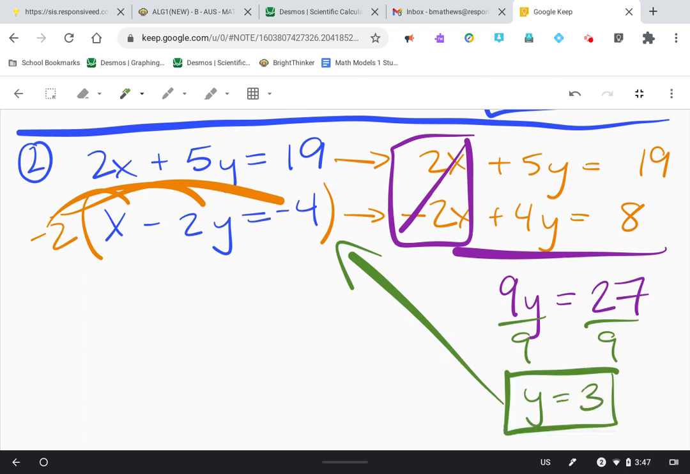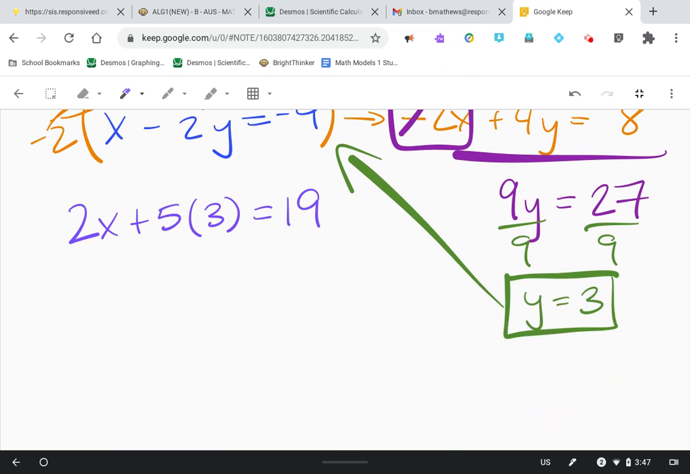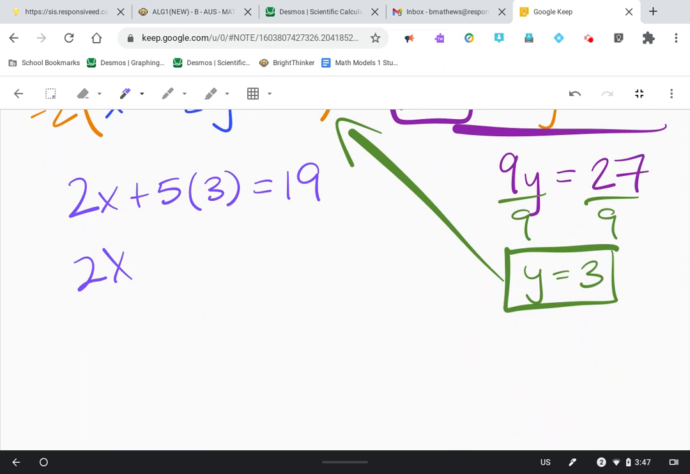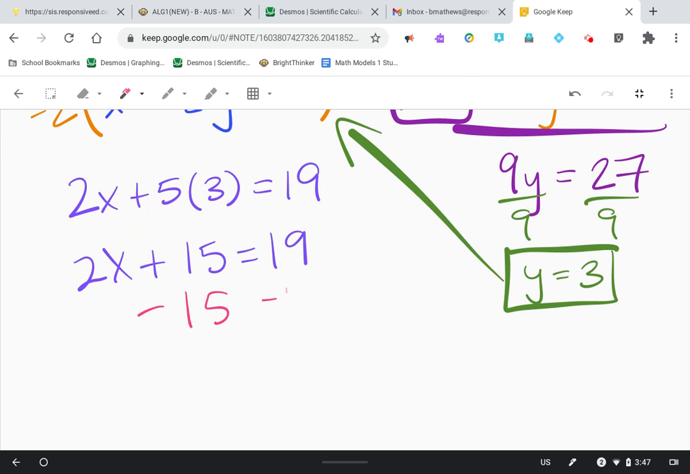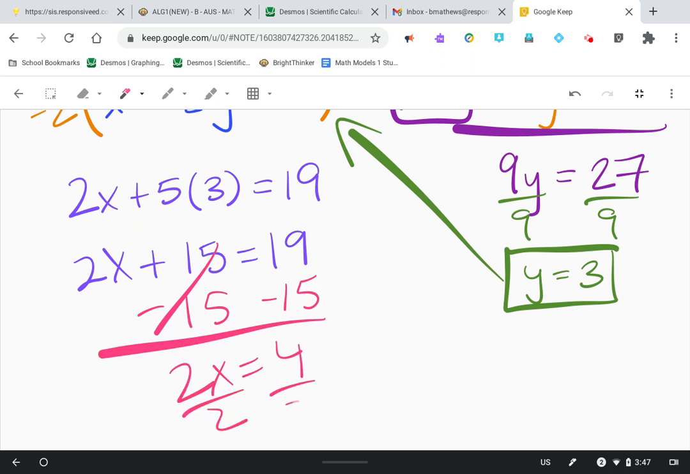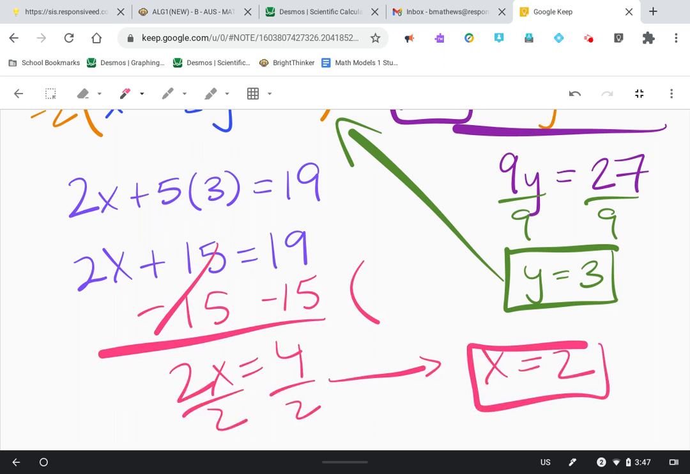Again, I'm going to take that 3 and plug it back in up here somewhere. Doesn't matter. We'll choose the first equation again. Just tend to do that. Plug the 3 in for the y in the first equation. And then we're going to do 2x plus 15 equals 19. Go ahead and subtract 15 from both sides, just doing algebra here. 2x equals 4, divide by 2, x equals 2. So my solution would be 2, 3.